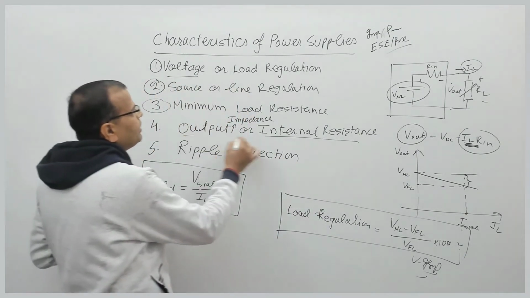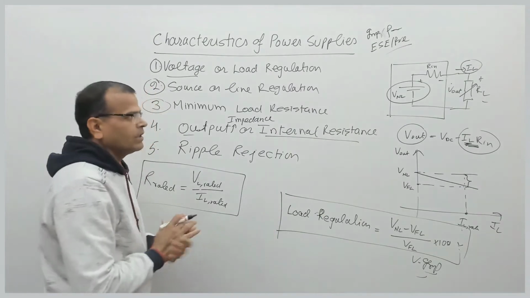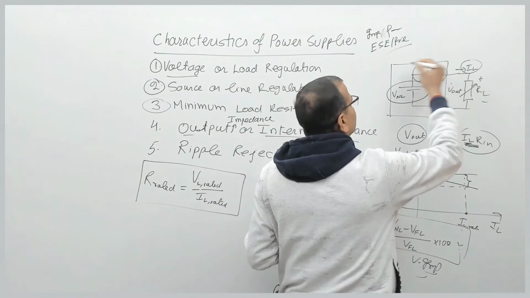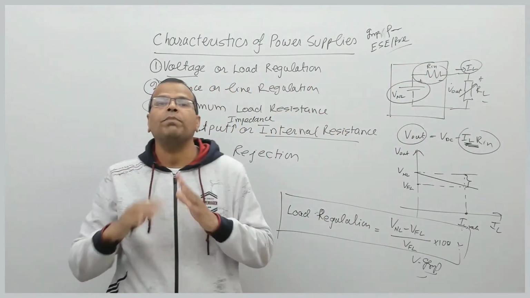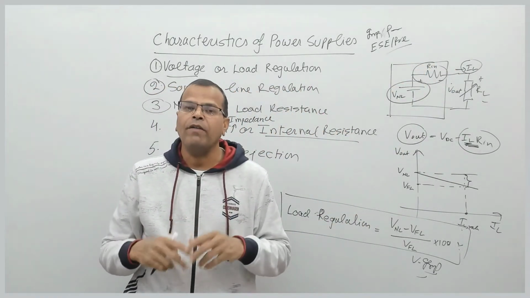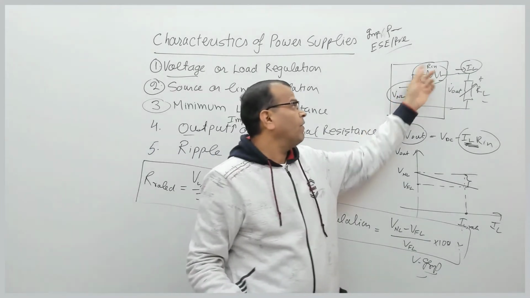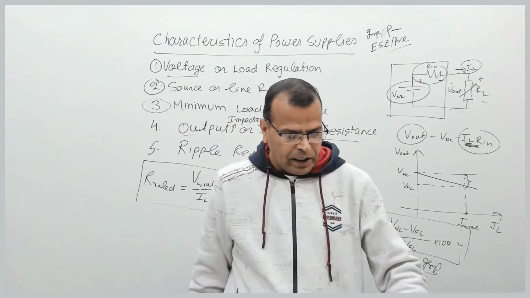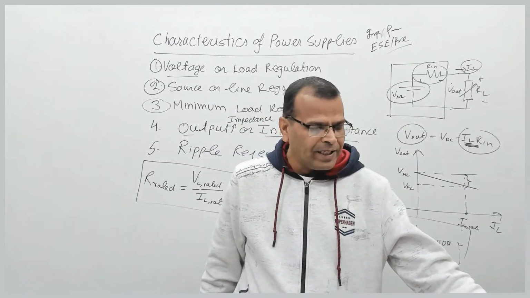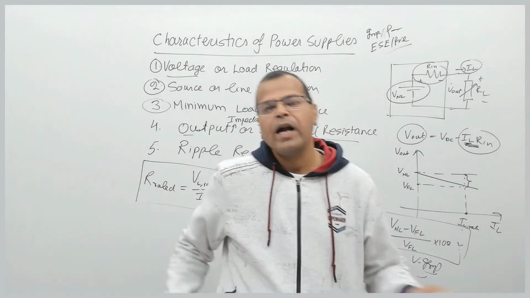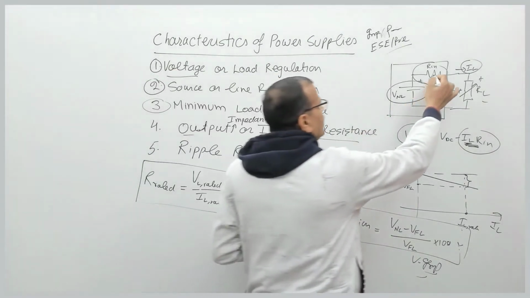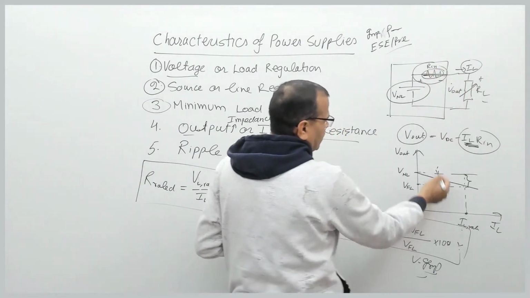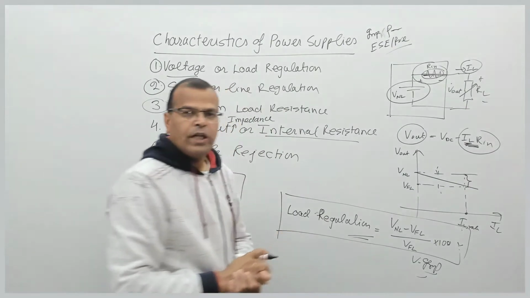Then output impedance or internal resistance. The internal resistance of a power supply is nothing but the resistance which is internal to the power supply. Fine. So it is because of some devices of the power supply. As far as possible this should be as small as possible, because that results in reduction in what? That results in reduction in voltage regulation.